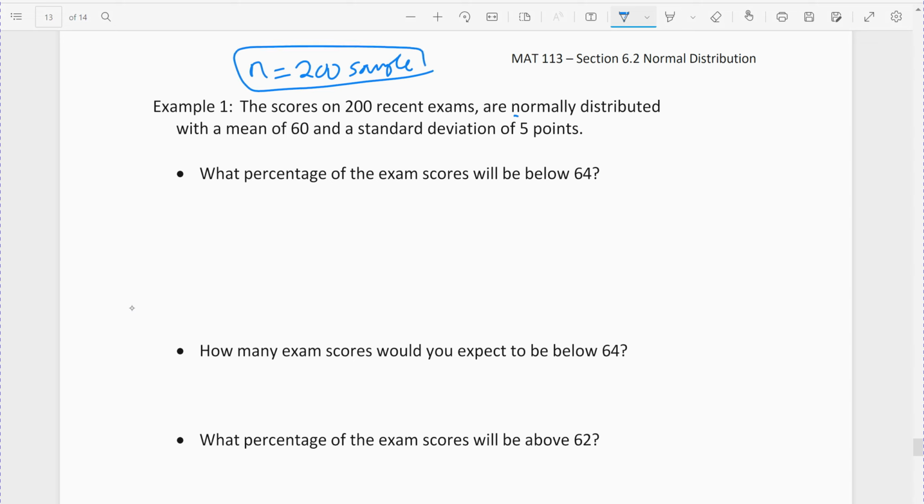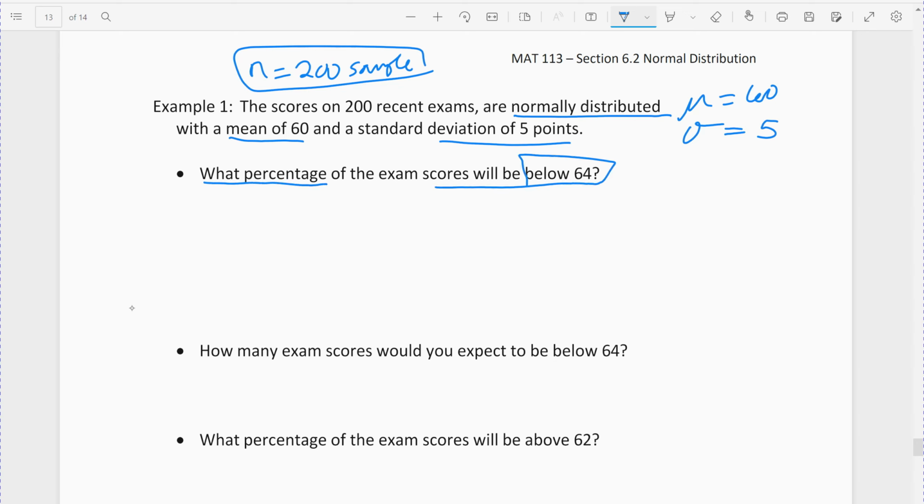Again, usually large exams are normal. So in this case it's normal. The average was a 60 and the deviation was 5. So our mean was 60 and our deviation was 5. What percentage of exam scores will be below a 64?